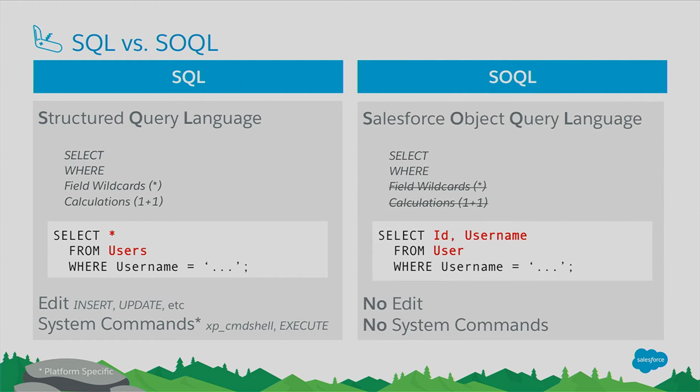SOQL is similar, but it's specifically for Salesforce objects. It's also a little bit more restrictive. It doesn't allow things like field wildcards. There's no facility for updating within a query. You have to do that within DML, within your application. These turn out to be really beneficial properties for security, and we'll talk about why a little bit down the road.